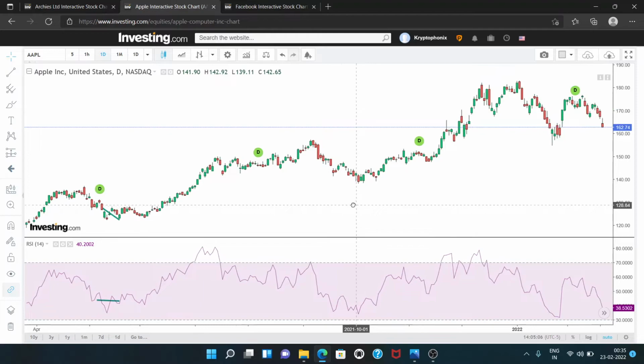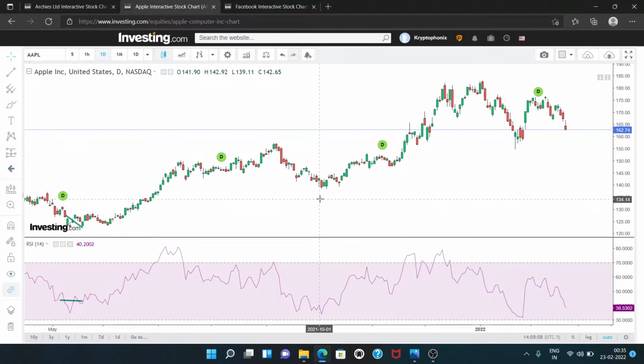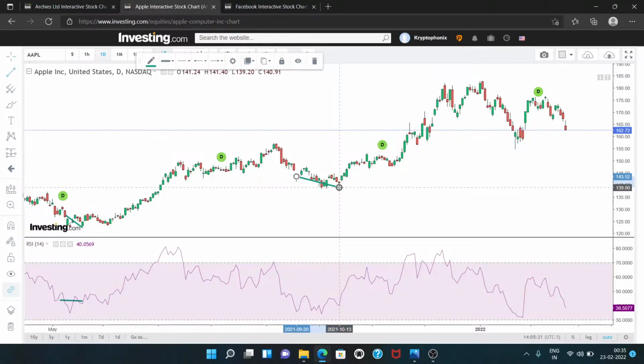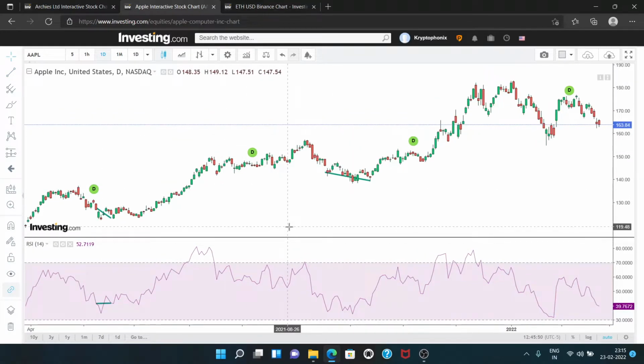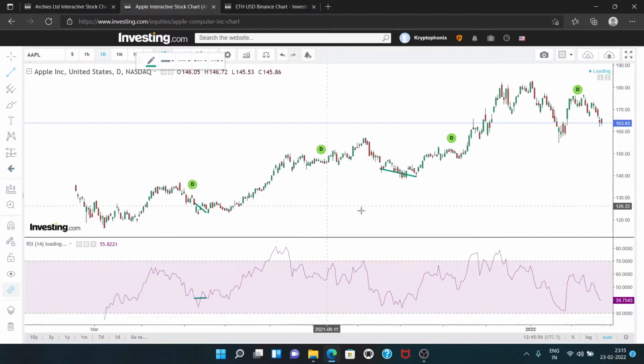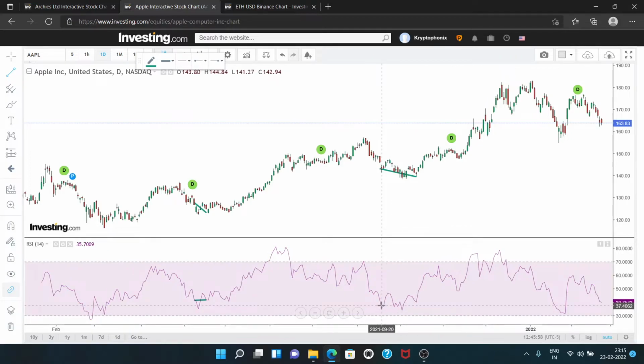Moving further, yes, this point over here. From this point to this point, the stock price has decreased, but the RSI corresponding to this point has not decreased sufficiently. Let me plot the point first. So from here to here.